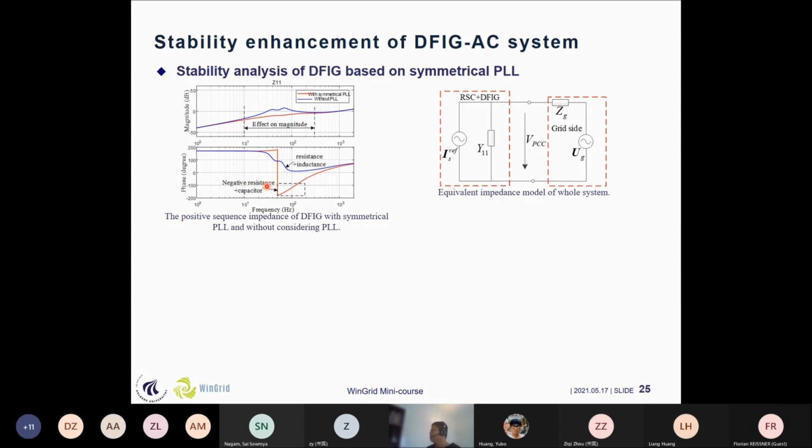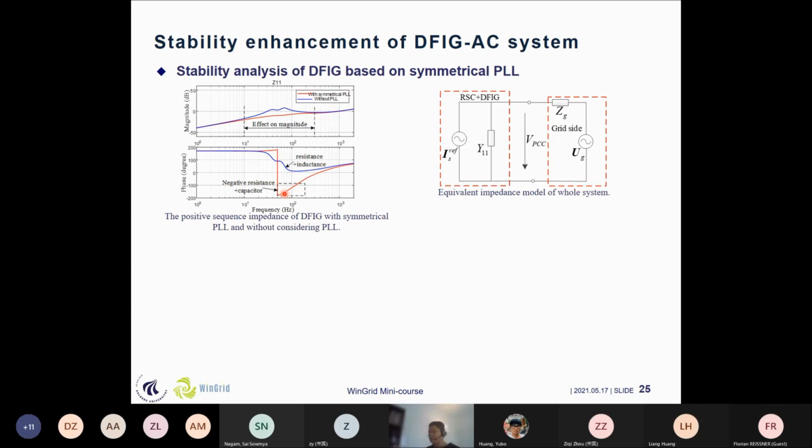Okay, so it's different. By using the symmetric PLL, you are just eliminating the frequency coupling phenomenon, but it doesn't mean that your stability margin or stability performance is improved. Here I want to say that if we don't consider the PLL effect, like the ideal grid in the previous slides, it's only the resistance and inductance characteristic. You can see that it's a passive system. So even if you are connected to a weak grid, it will not cause instability issues. But if you are considering the symmetric PLL, it will have some negative resistance. And that's the main reason for the potential instabilities under the weak grid.